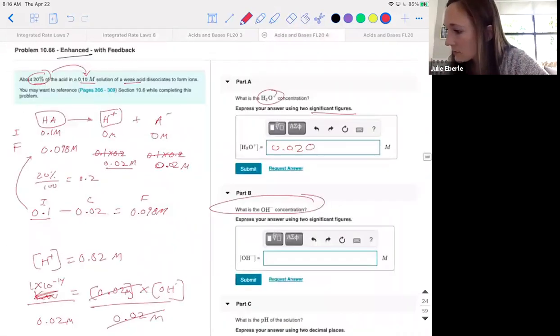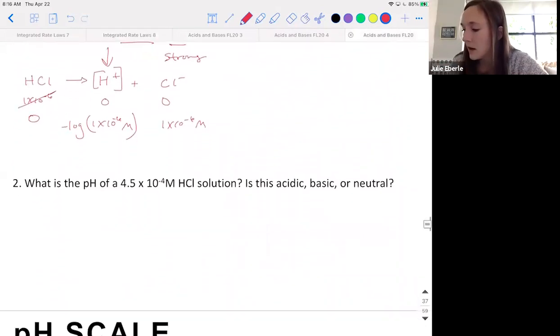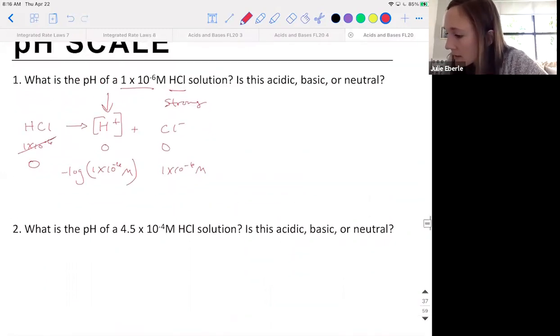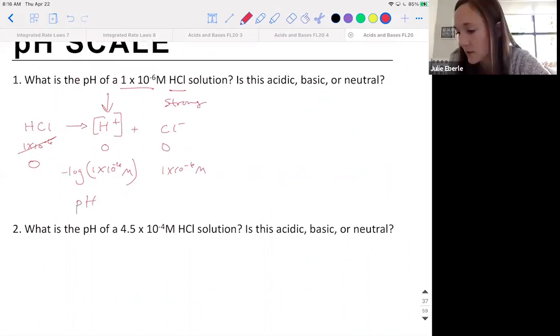Wrong lecture. Okay, here it is. All right. Oh, by the way, is this acidic, basic, or neutral? So what is our pH? Anybody get it? 6. Okay, so our pH is equal to 6 when you do the negative log of that, or you could just look at the exponent since it's 1 times 10 to the negative 6. Is this acidic, basic, or neutral?